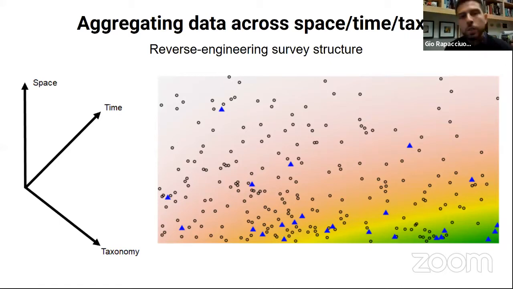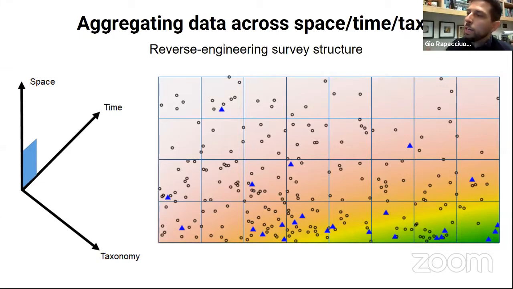Another essential thing that aggregating data across space and time achieves is this idea of reverse engineering survey structure. So we were talking about how iNaturalist data lack an overall structure, and this can be done to some degree after the fact through data analysis. What this graphic is showing here is just imagine the points, the black points here, are just individuals of a species, and the blue triangles here are the iNaturalist observations of some of these individuals across a landscape.